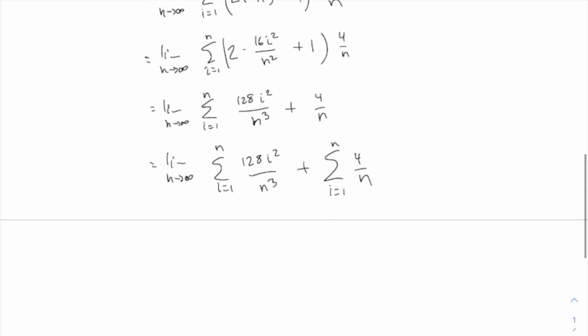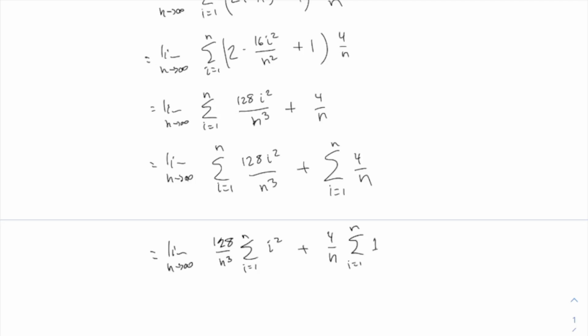And then from each of those two parts, I'm going to factor out the constant and also the n. The n can factor out of the sum. The n can't pull all the way out past the limit, but it can factor out of the sum. So from the first one, I factor out 128 and n cubed on the bottom. It looks like 128 over n cubed, the sum of i squared. And then the second one, I can factor everything out of that, 4 over n. I think of this as 4 over n times 1, and so when it comes out, what's left over on the inside is just 1.